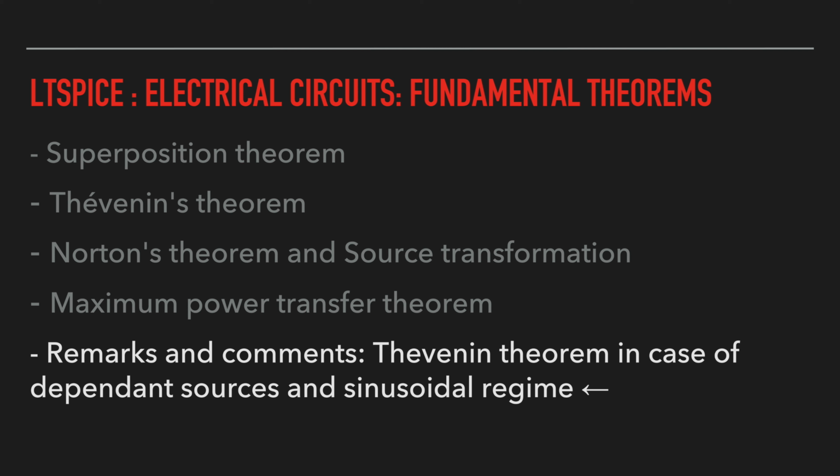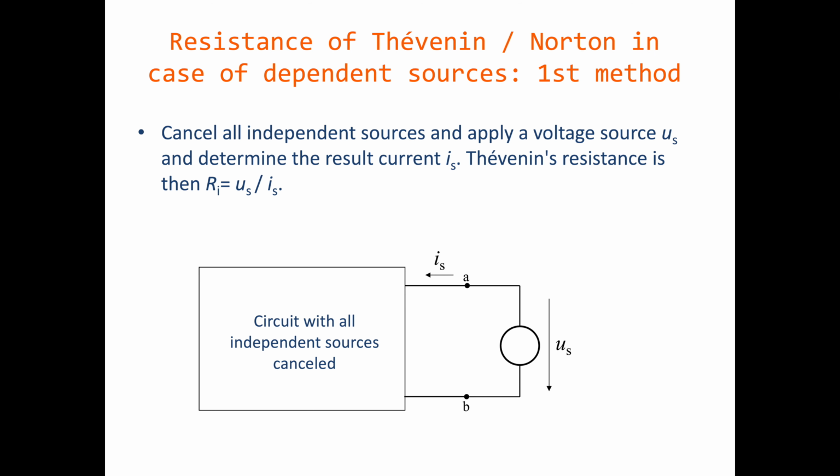I wanted to draw your attention now to the method to be used when one wants to apply Thevenin-Norton, but our circuit contains one or more dependent sources. The method is modified when one has to calculate the Thevenin resistance. A first method consists in cancelling the independent sources, putting at the terminals a voltage source US and calculating the current IS which enters the circuit. The Thevenin resistance will be Ri equal to US divided by IS. As the circuit is linear, the value of US has no importance.